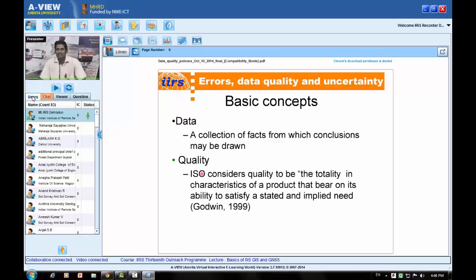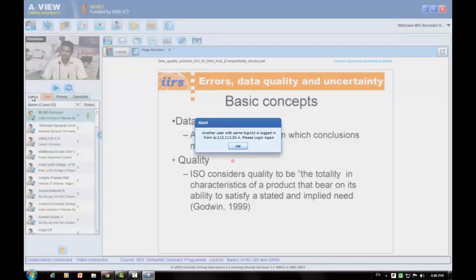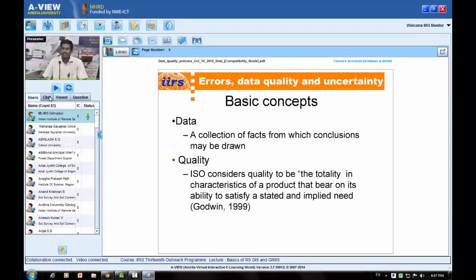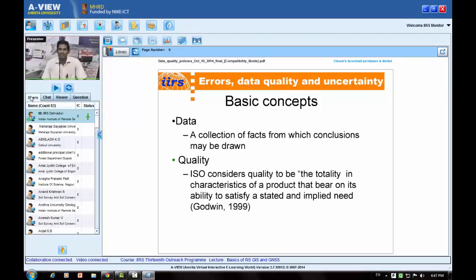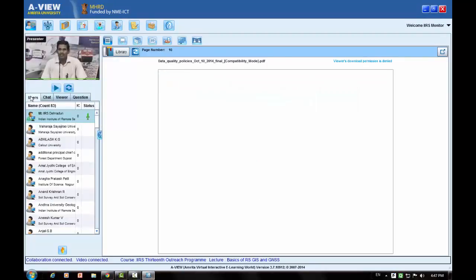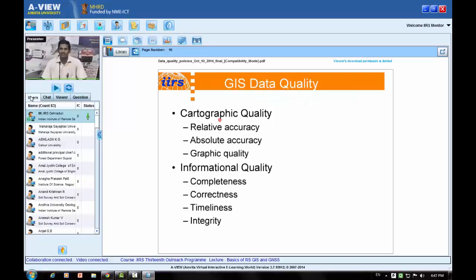Another is the quality. Quality is the totality of the characteristics of a product that bear on its ability to satisfy stated and implied needs. So this is the definition of quality. Quality means you specify some guidelines. Nowadays there are so many GIS related guidelines we set. So that way we are specifying the quality for the data.